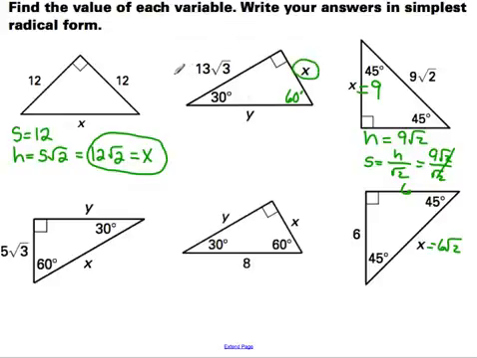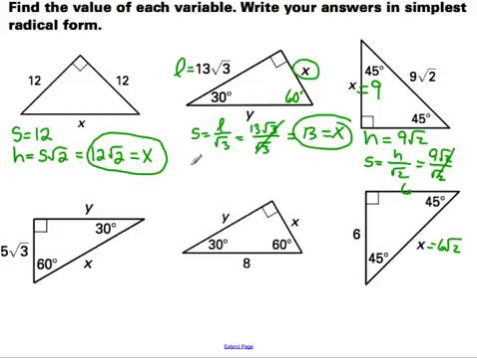What we're given is the long leg. The long leg equals 13 times the square root of 3. So your short leg is always going to equal the long leg divided by the square root of 3. In this case, that's 13 square root of 3 divided by the square root of 3, which equals 13. So that's our x value. Our y value is our hypotenuse. Hypotenuse equals 2 times the short leg. So that's going to be 2 times 13, which equals 26, which equals our y value.